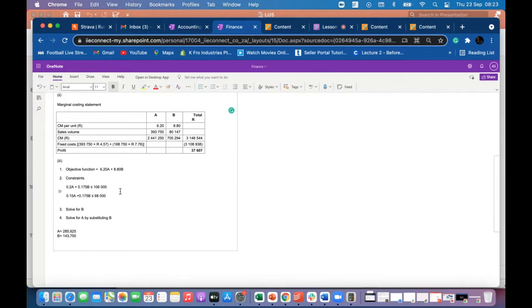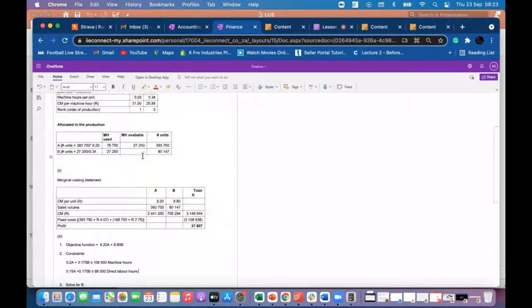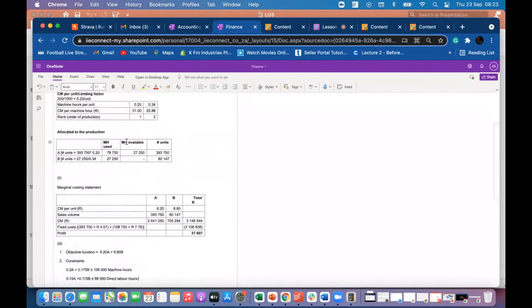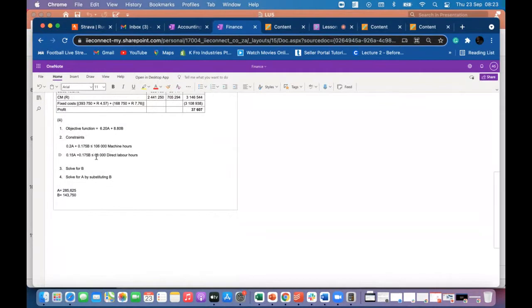Then you say, what are my constraints? In this case, we have machine hours. I'm going to just write that here. Machine hours is our constraint. And also, they've just told us that direct labor hours is our other constraint. Before it wasn't a constraint. That's why here we said, let's do our calculations based on machine hours only, because that was the only limiting factor.